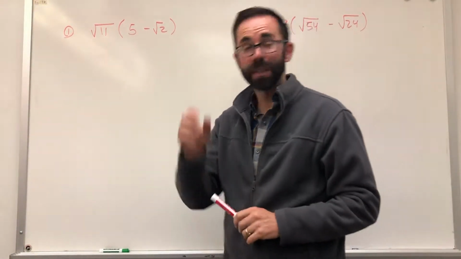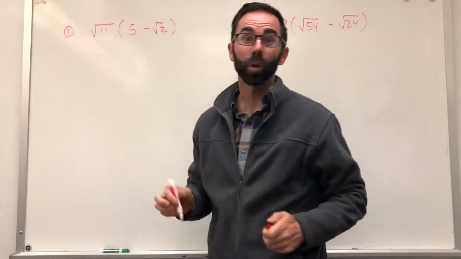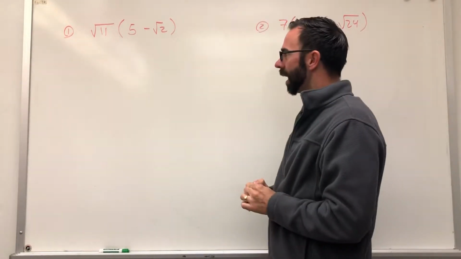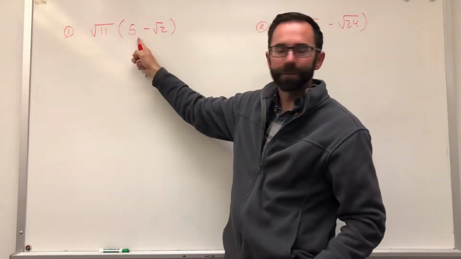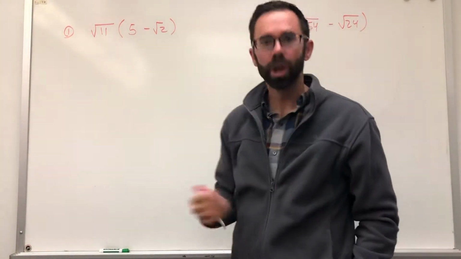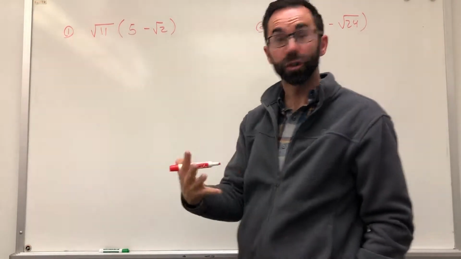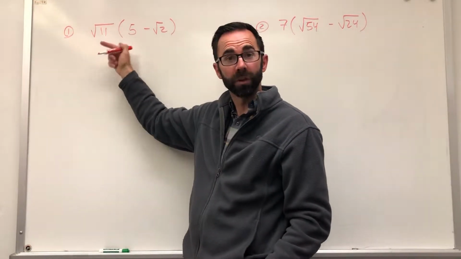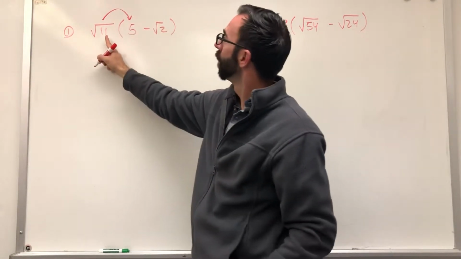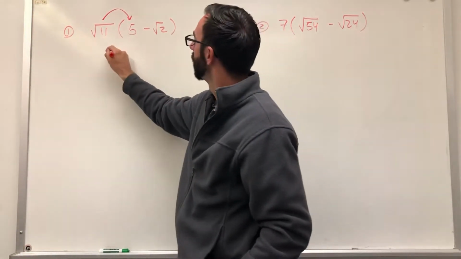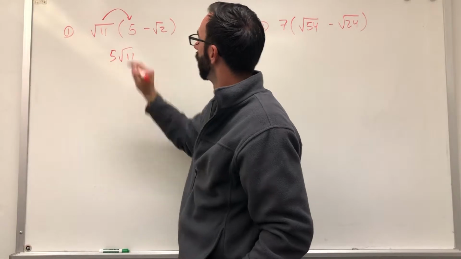And let's go ahead and check out these two distributing radical problems here. All right, so first right here, we have the square root of 11 times the quantity 5 minus radical 2. So what we first want to do is go ahead and distribute this square root of 11. Okay, so I'm going to go ahead and distribute that. So square root of 11 times 5 is 5 radical 11.